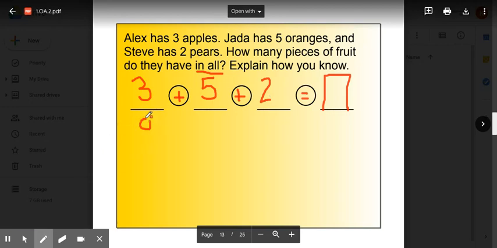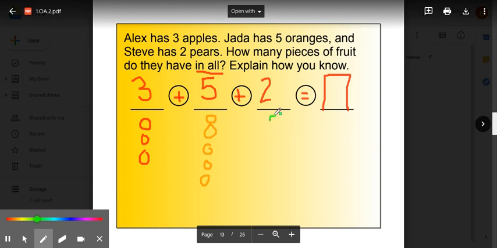Alex has 3 apples, 1, 2, 3. Jada has 5 oranges, 1, 2, 3, 4, 5. And Steve has 2 pears, 1, 2. How many pieces of fruit do they have in all? So let's go ahead and count the objects I've drawn. 1, 2, 3, 4, 5, 6, 7, 8, 9, 10. They have 10 pieces of fruit altogether. And I know this because I drew out each piece of fruit and I added them all together and I got 10.